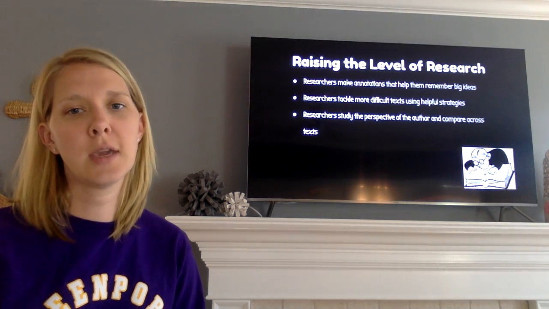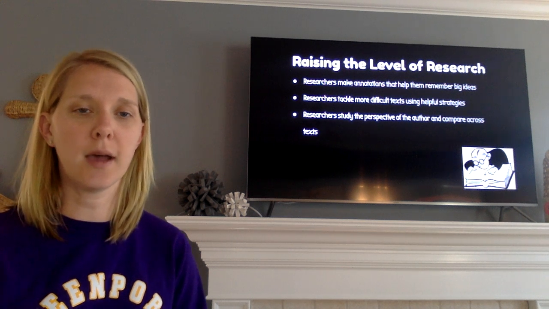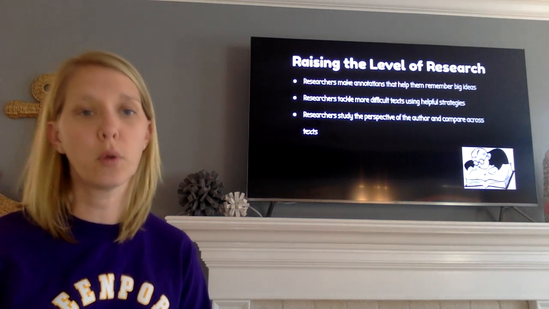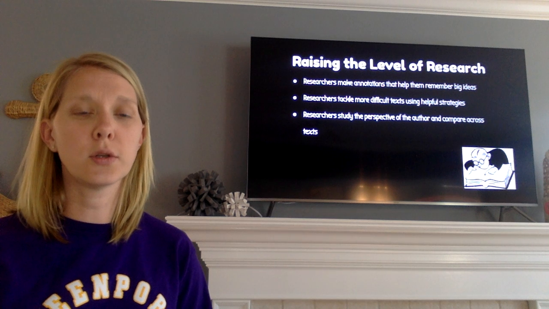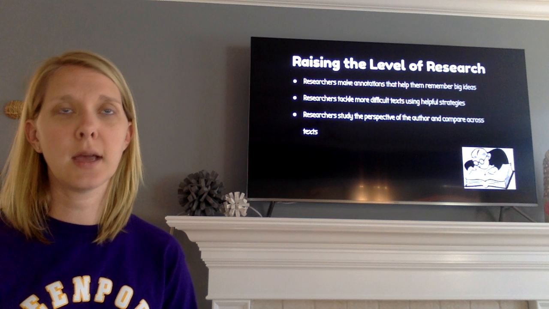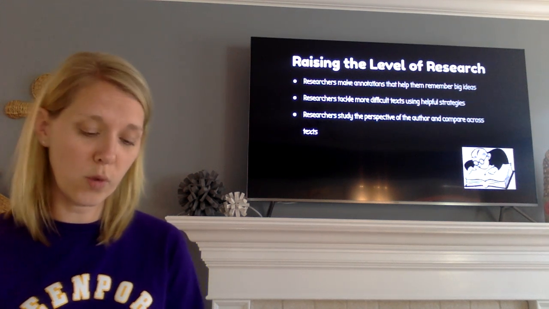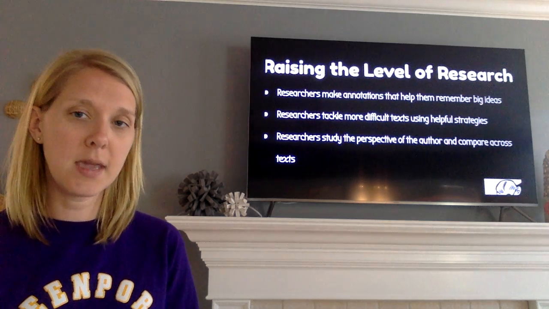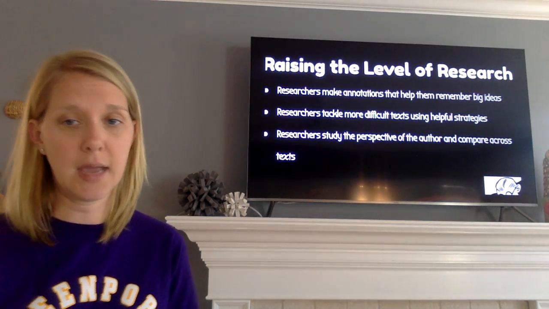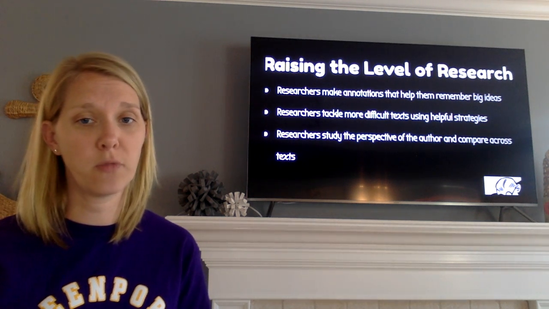We are still talking about raising the level of research. Last week, actually the last two weeks, you worked on water bottles or zoos, and this week you're choosing between sharks and extreme sports. We've talked about how readers make annotations to help them remember big ideas. We're starting to tackle more difficult texts using some helpful strategies.